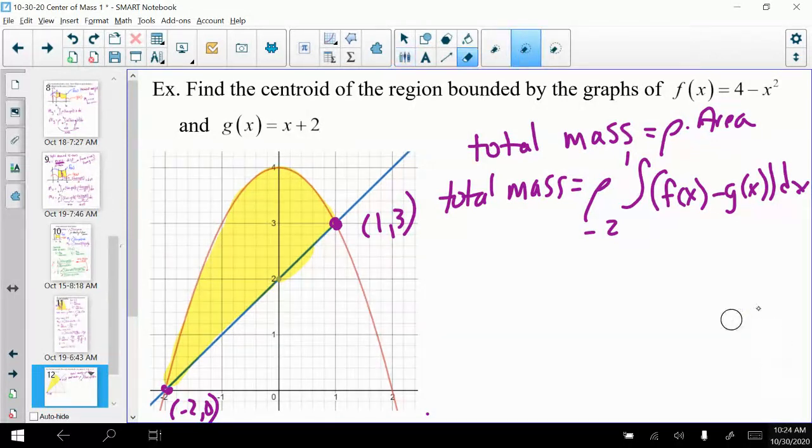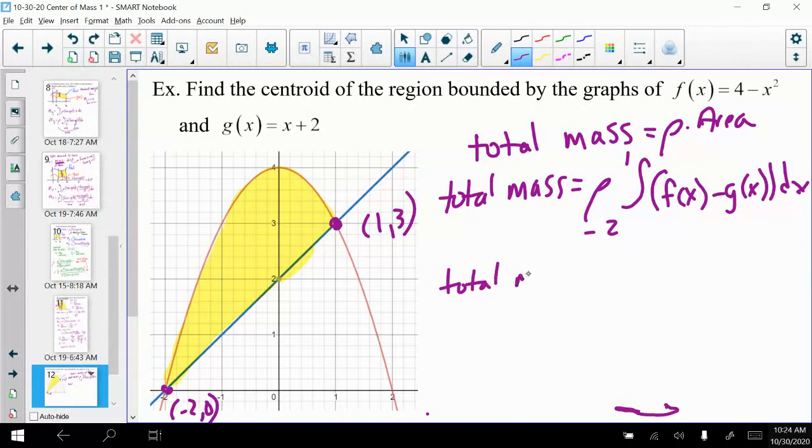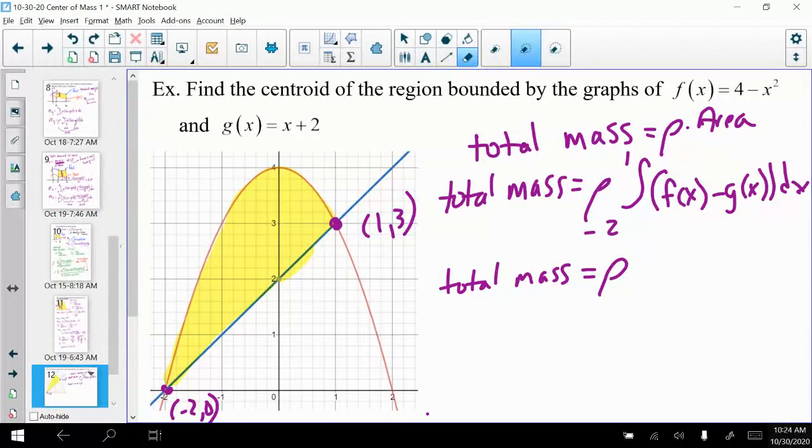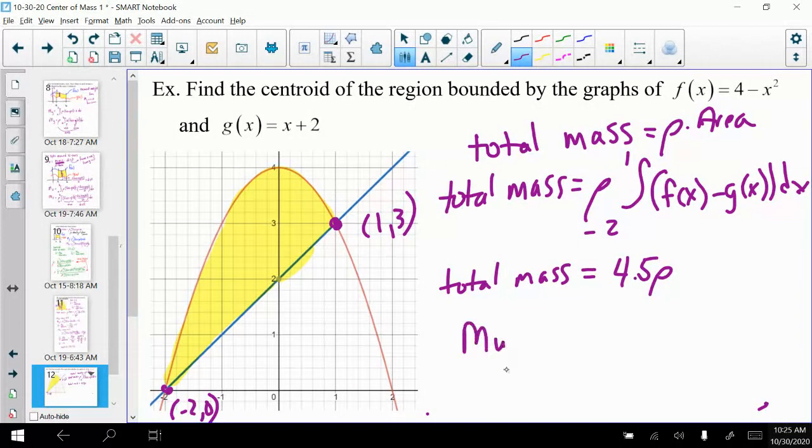On this one, when we use our calculators, I'm putting f into y1 and g into y2, and then using y1 minus y2 to make my life easier. I did do this, and I got that it was rho times 4.5, 9 over 2. So I'm just going to put 4.5. Okay. And then we need to set up our moment about y.